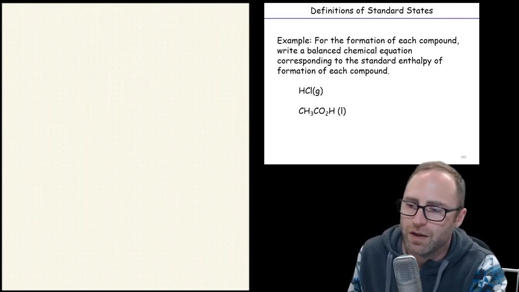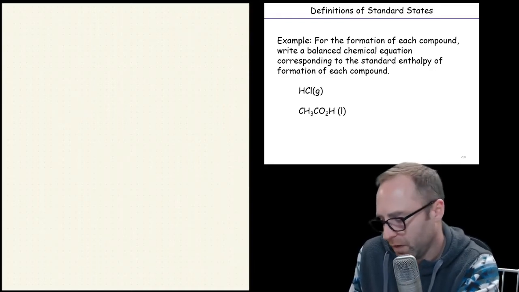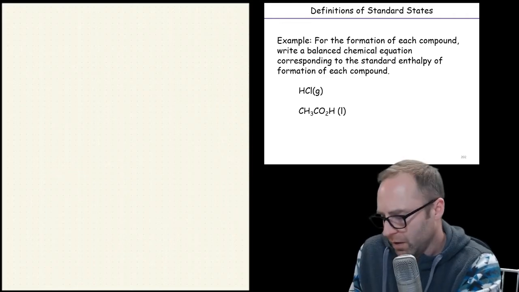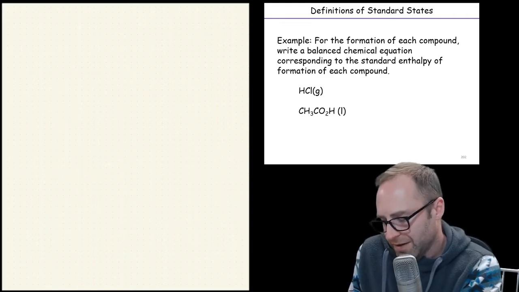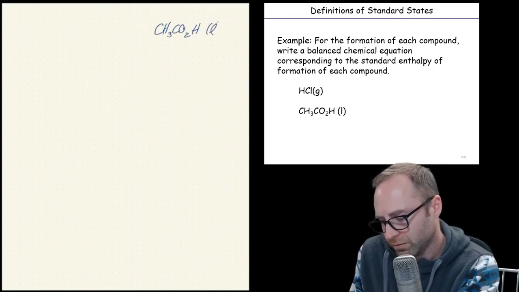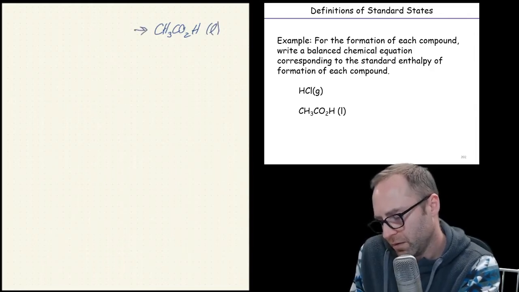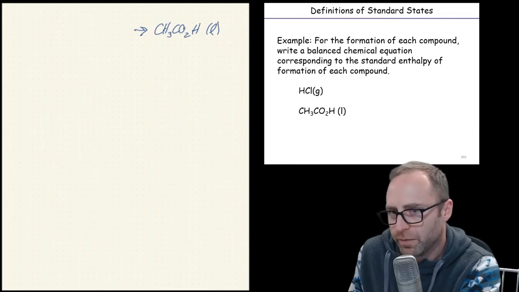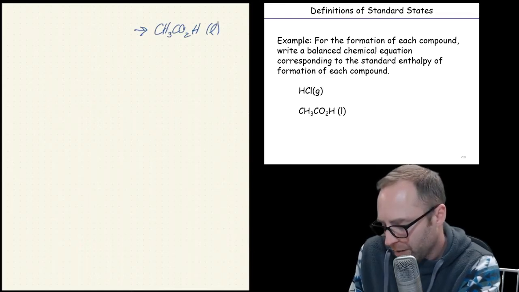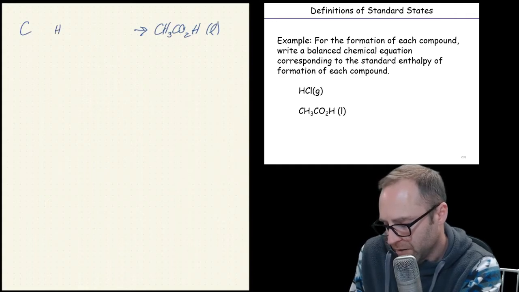So we've got acetic acid here. Acetic acid is going to be a liquid in its standard state. We know we want 1 mole of it. It's made up of carbon, it's made up of hydrogen, and it's made up of oxygen.